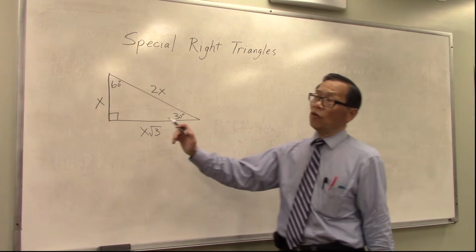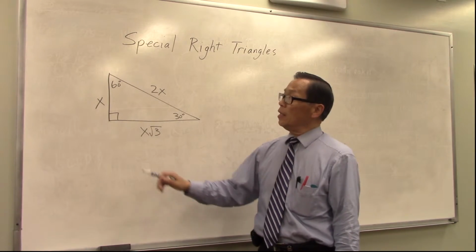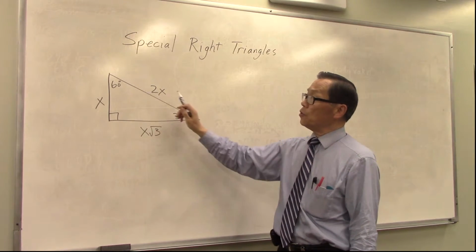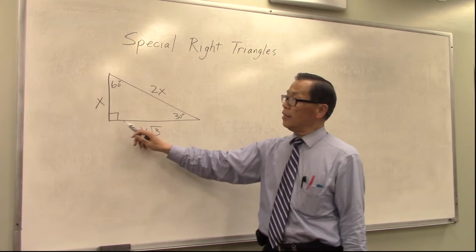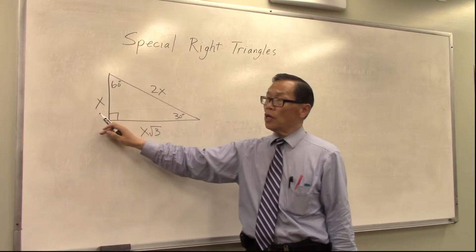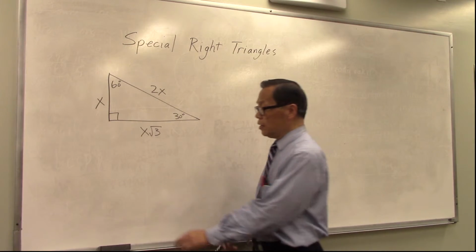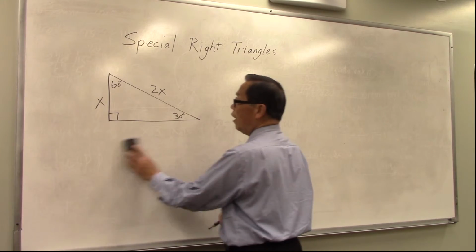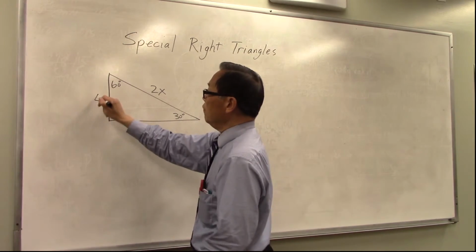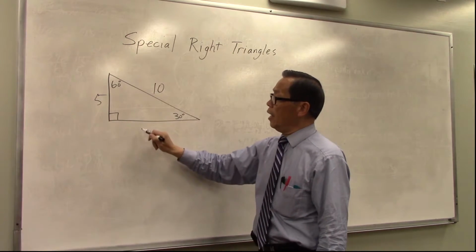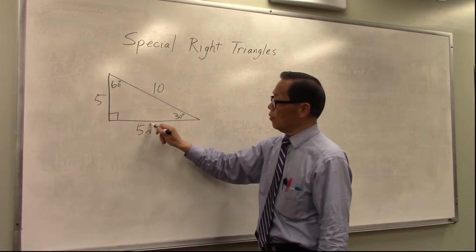Now this is the general formula, so to speak. Whatever the short side is, the hypotenuse is always 2 times that, and the medium side is always the short side multiplied by radical 3. So for example, if you have a 5-inch short side, then the hypotenuse is 10, and the medium side is 5 radical 3.